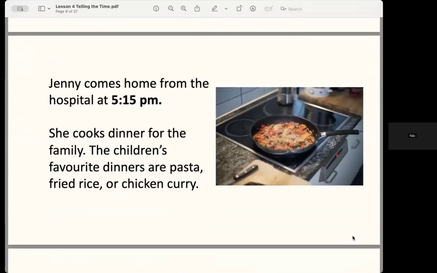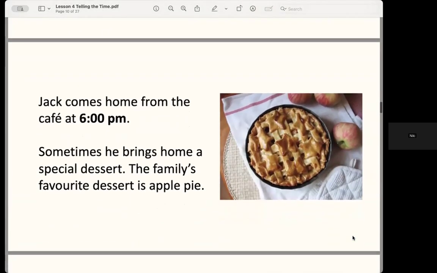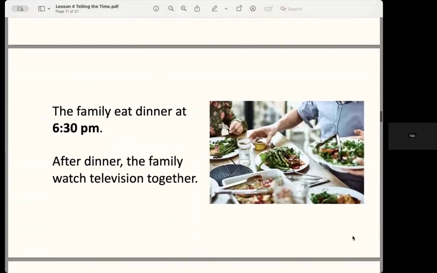Jenny comes home from the hospital at 5:15 p.m. She cooks dinner for the family. The children's favorite dinners are pasta, fried rice, or chicken curry. Jack comes home from the cafe at 6 p.m. Sometimes he brings home a special dessert. The family's favorite dessert is apple pie. The family eat dinner at 6:30 p.m. After dinner, the family watch television together.